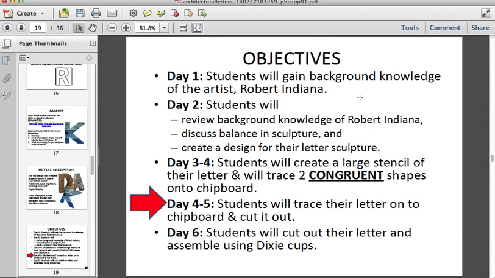So on the first day, you're going to get a little background knowledge on the artist Robert Indiana, which we've already done. Day 2, you're going to get some more background knowledge on Mr. Indiana, and we're also going to look at the need for balance and good design in your initial templates for your letters. Day 3 and 4, we're going to create our large stencils, and we're going to trace those on our chipboard. Day 4 and 5, we're going to finish our tracings and cut out our letters. And day 6, we're actually going to put together these 3D sculptures and prep them for being paper mache.